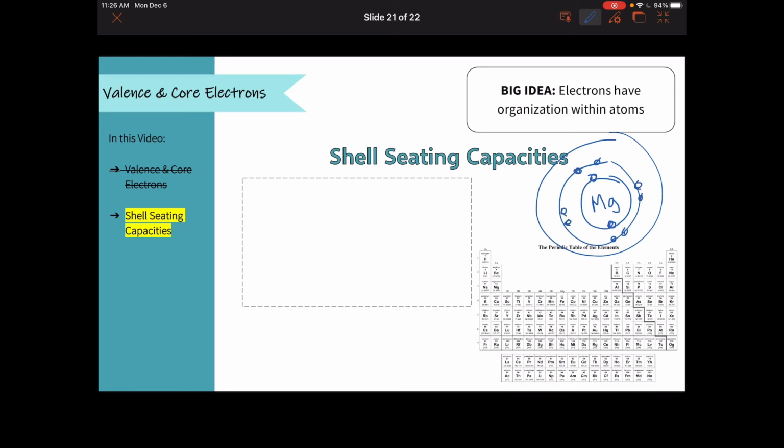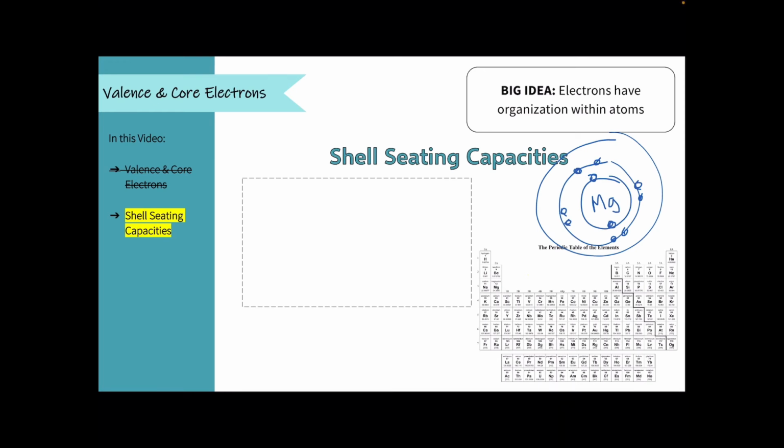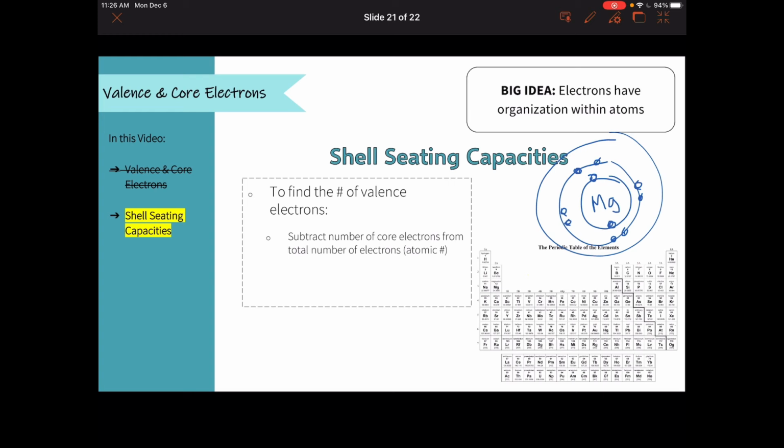Then my valence shell is a little bit different. So let's talk about 2 ways to know how many valence electrons there are. To find the number of valence electrons, I know that magnesium has 12 electrons by looking at the periodic table. And I've added 10 electrons so far to the core shells. So I can just subtract those 2 numbers. 12 total, 10 already added, so 2 left, 2 valence electrons. I'll draw those in on my third shell.